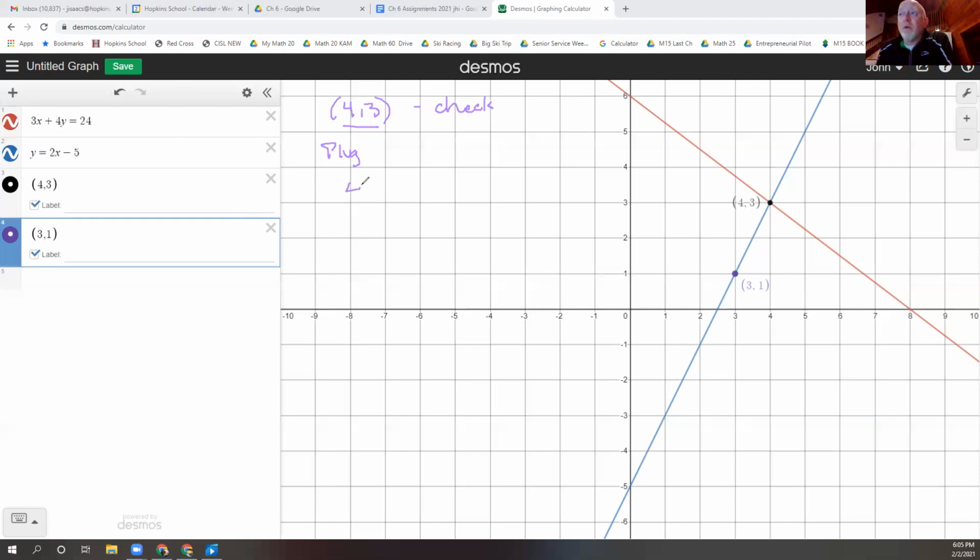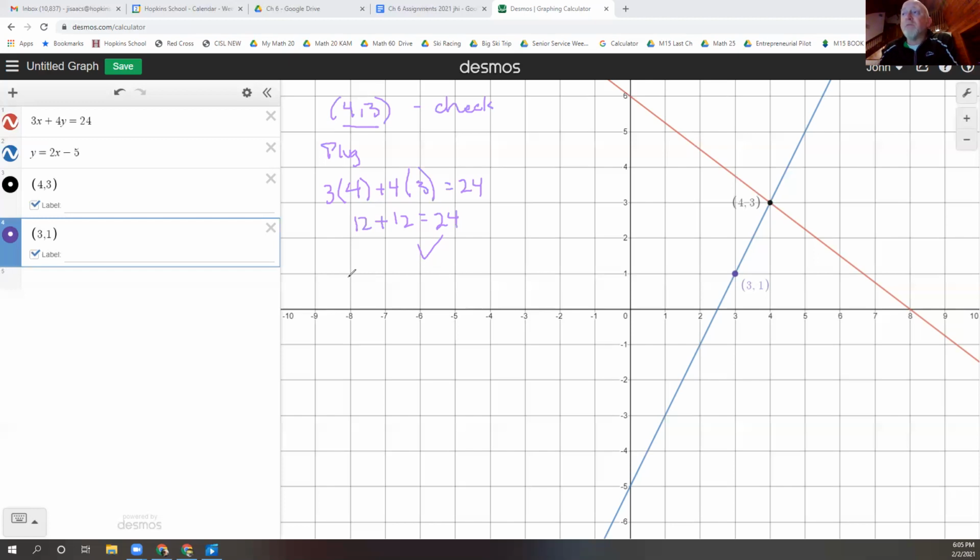So we would plug in a 4 for x, so we would have 3 times 4, plus 4 times 3 for y, equals 24. And then simply do the arithmetic. So 3 times 4 and 4 times 3 is 12 each. So we're just showing that 12 plus 12 equals 24. Okay, so that definitely checks. But it's not enough to check one equation. We have to check the other equation also. So far we've checked the red equation, but let's also check y equals 2x minus 5.